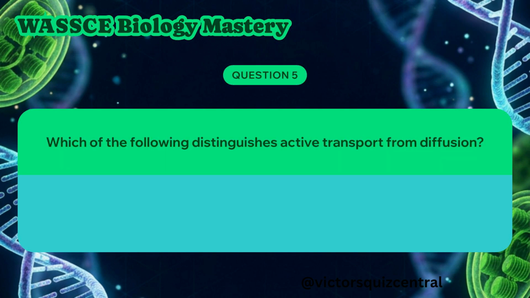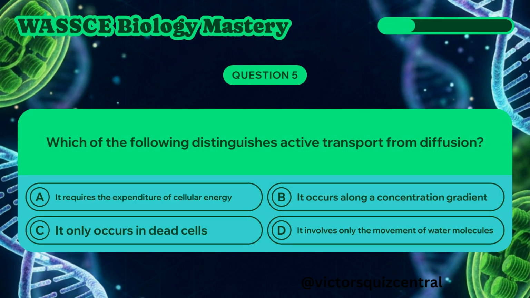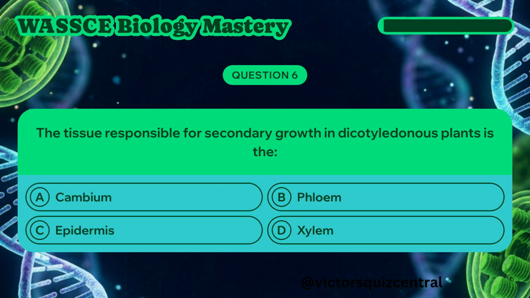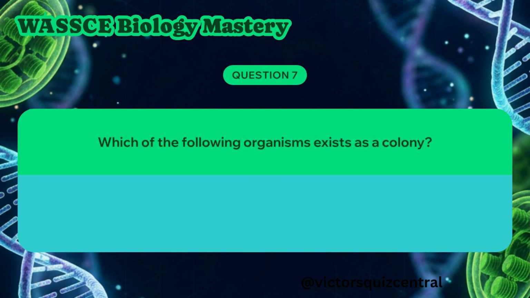Which of the following distinguishes active transport from diffusion? The tissue responsible for secondary growth in dicotyledonous plants is the... Which of the following organisms exists as a colony?